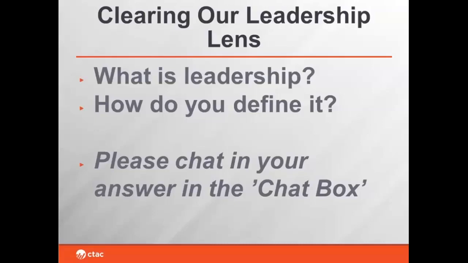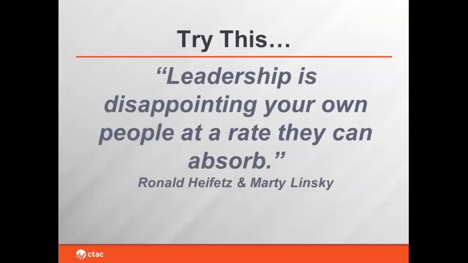And I imagine that some of you have experienced what you consider to be great leadership and not so great leadership. So I want to offer you a definition of leadership in the adaptive leadership framework. And I just want you to take a minute, take it in, and we'll talk about your reactions. So let's try this on. Leadership is disappointing your own people at a rate they can absorb. The authors of the Adaptive Leadership Framework, Ron Heifetz and Marty Linsky, who come out of the Harvard Kennedy School, this is the definition that they offer of leadership.